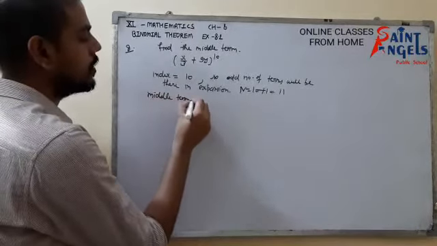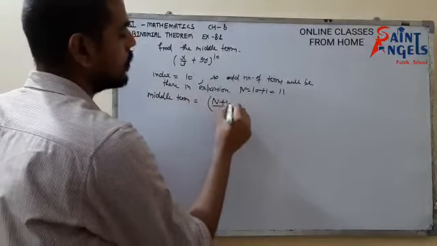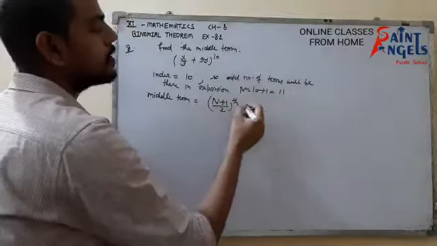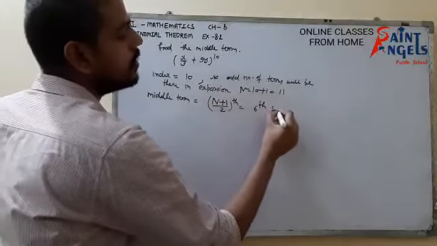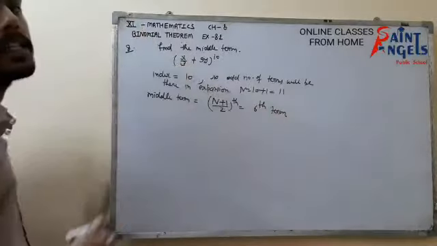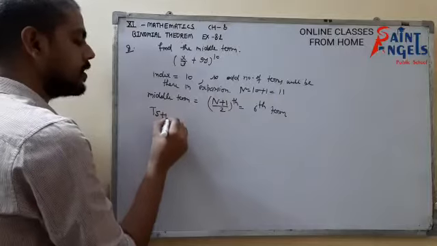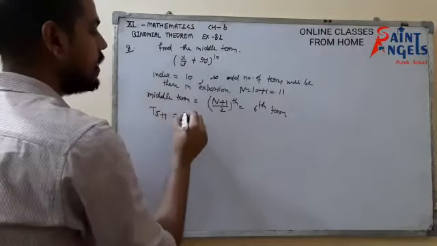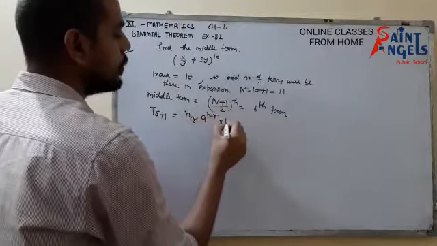Middle term equals what? The (n+1)/2-th term. It means (11+1)/2, that is 12/2, the 6th term. So the 6th term is the middle term of this expansion. The 6th term means T5+1, which equals nCr a^(n-r) b^r.